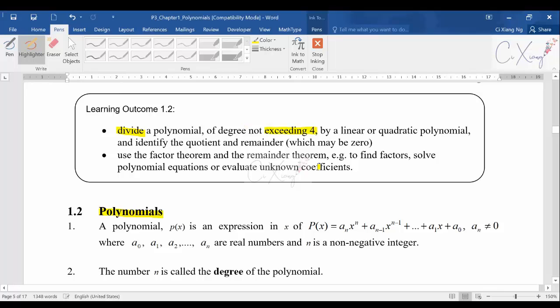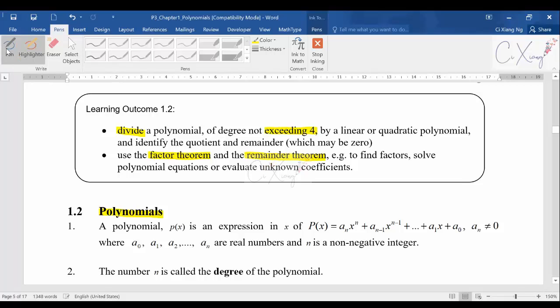So for the A-level exam, the highest degree, the highest power for the polynomial, they set it as 4. The division is by a linear or quadratic polynomial, and you identify the quotient and remainder, which may be 0. After that, you need to know how to use the factor theorem and remainder theorem to answer the question, if they want you to find the coefficients, find the remainder or whatsoever. So this is the learning outcome that you need to know for this whole polynomial part.